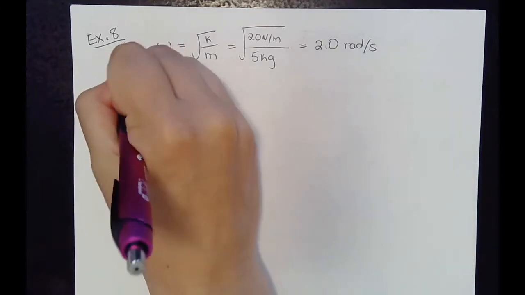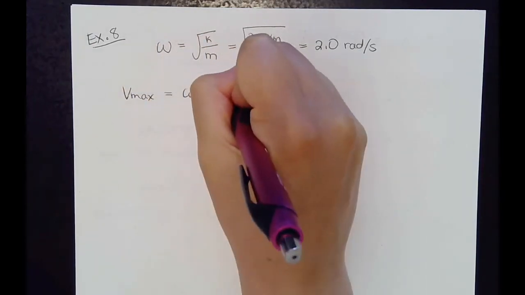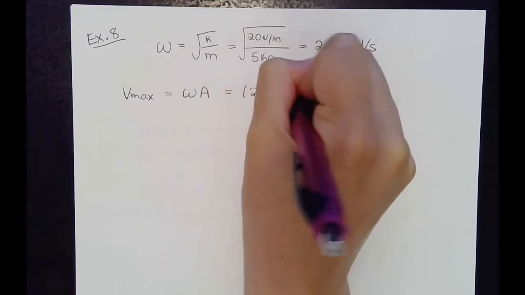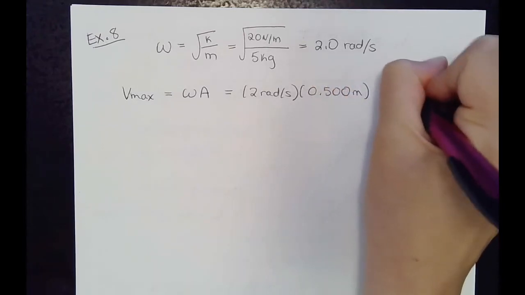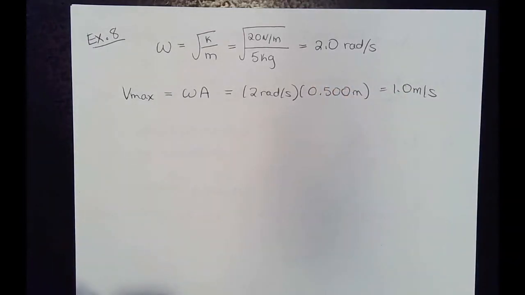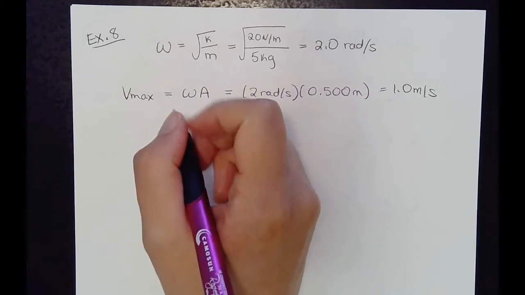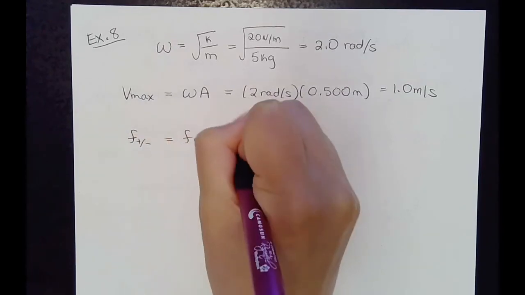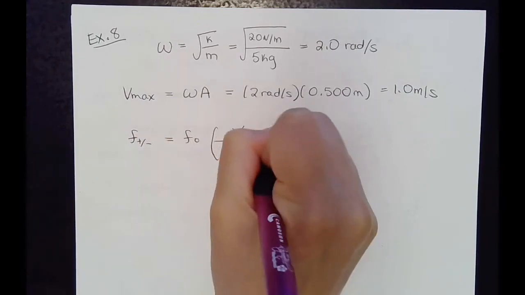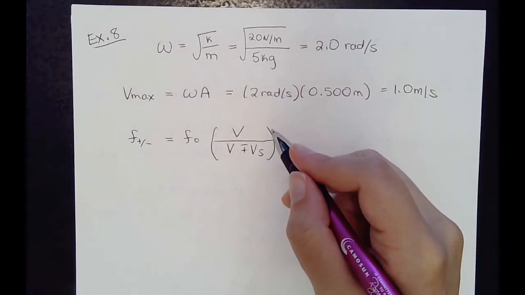And why we need this is so that we can find the maximum speed. So it'll be omega A, which is 2 radians per second times 0.5 meters. So 1 meter per second. So the maximum frequency that's heard will be when we have this mass moving towards the observer at this maximum speed. So our two frequencies, f plus or minus for lowest and highest, will be f naught v over v minus plus vs, since we have a moving source this time and a stationary observer, so VO is 0.